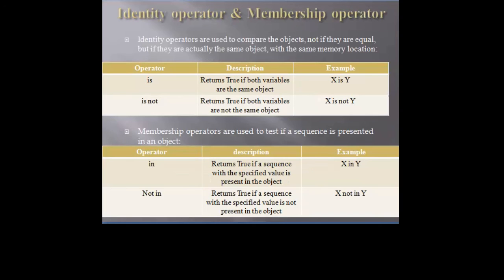Now come to identity operators and membership operators. These are the basic ones. We use them frequently in for loops, as in C language; similarly, there is a for loop in Python where we use this. Identity operators are used to compare objects, not to check if they are equal, but if they are actually the same object with the same memory location. We don't compare whether they are equal. We just see whether it is the same object with the same memory location.